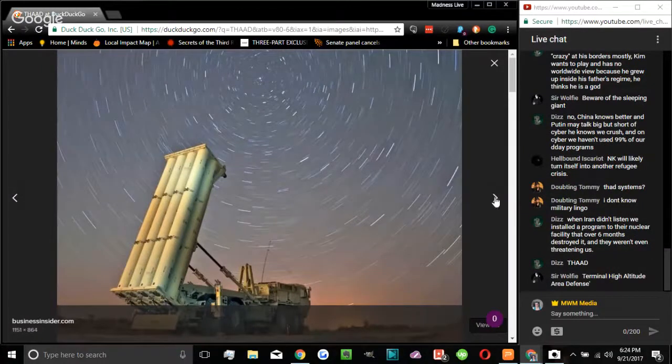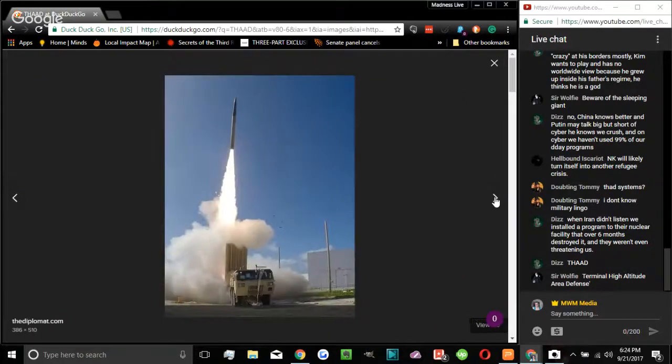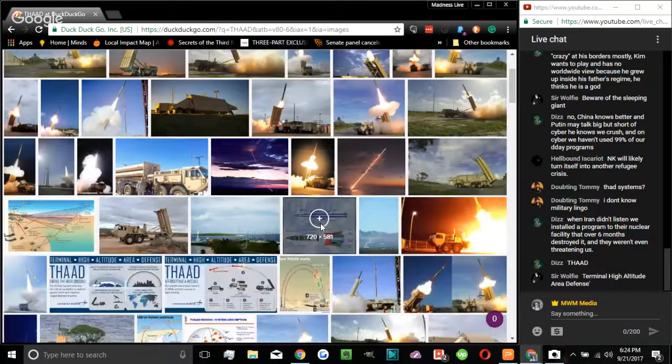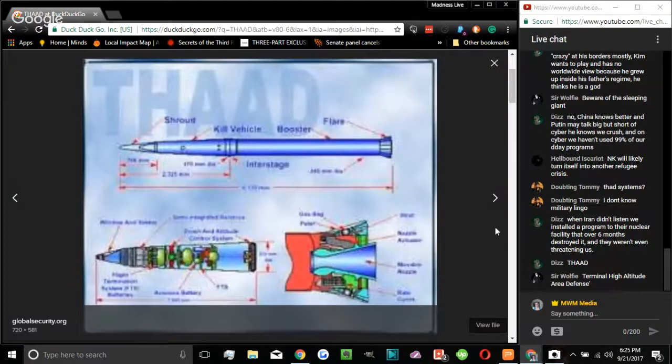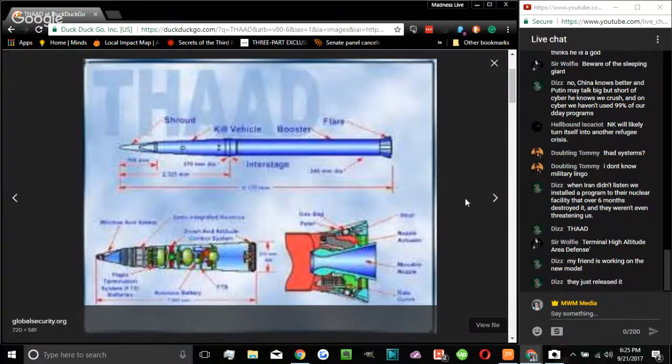Cool. Thank you, Sir Wolfie. That's what it looks like when they're firing the missiles off. Oh, there's a diagram. That's one of the THAAD missiles right there. Let me give it a couple of seconds to clarify and clear it up a little, because it's going to take a while to finish loading. One of the rockets that THAAD fires off.